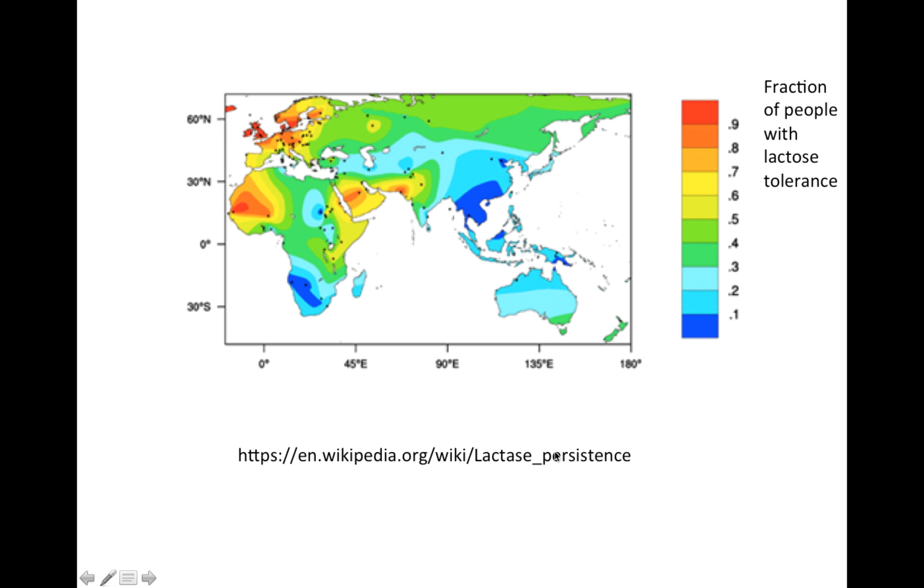Lactase non-persistent individuals are those that do not express lactase in adulthood, and so cannot digest lactose. What we're looking at here is a map of human populations, showing the fraction of people that are tolerant to lactose. Through much of the world, through all of Asia, through Australia, and through most of Africa, a large majority of the people are not tolerant to lactose. So they're lactose intolerant. They're down at this end of the spectrum.